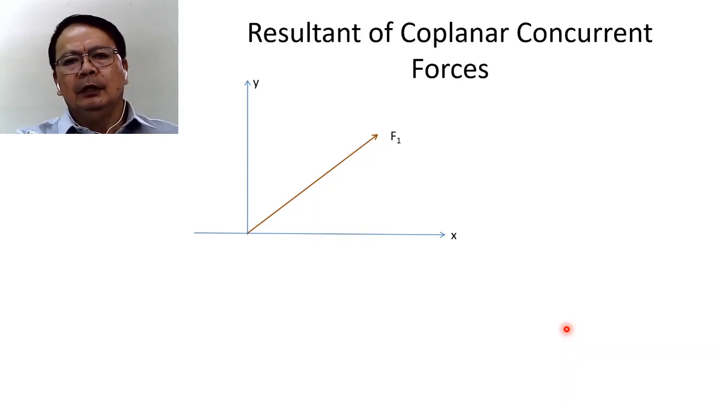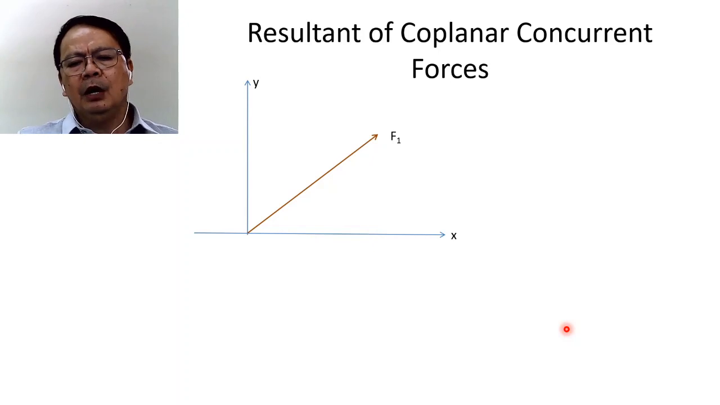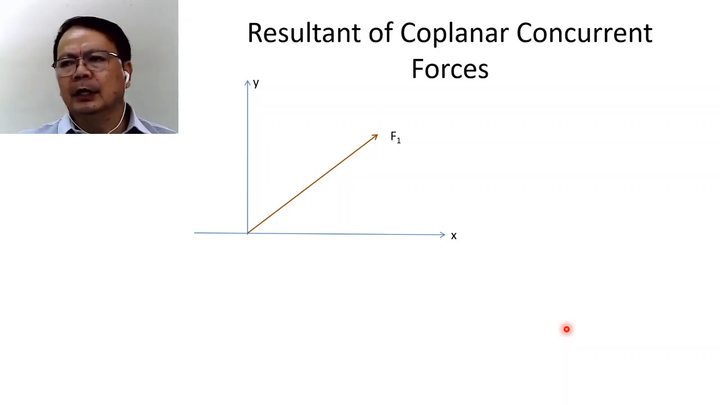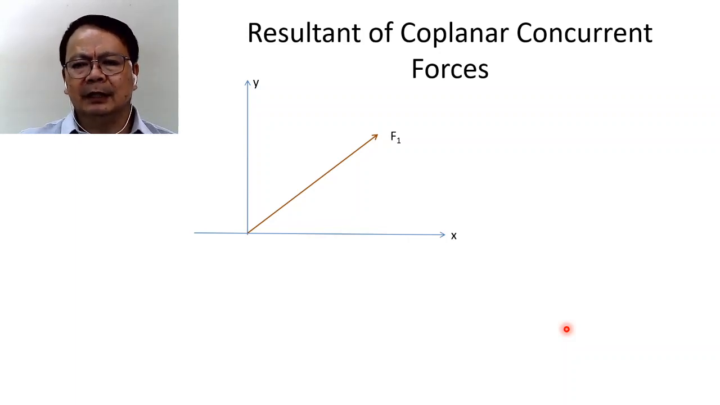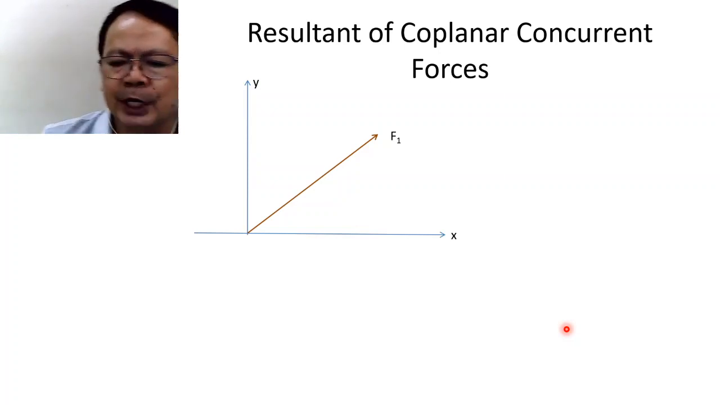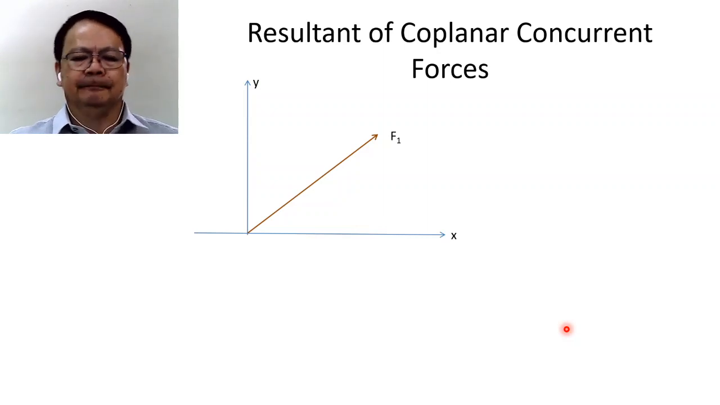Now, let us try to determine how we compute for the resultant of coplanar concurrent forces. So we're now dealing with a system of forces, that is, forces that consist of two or more forces. First, we have concurrent forces. When we say concurrent, it means the forces are meeting at a common point.